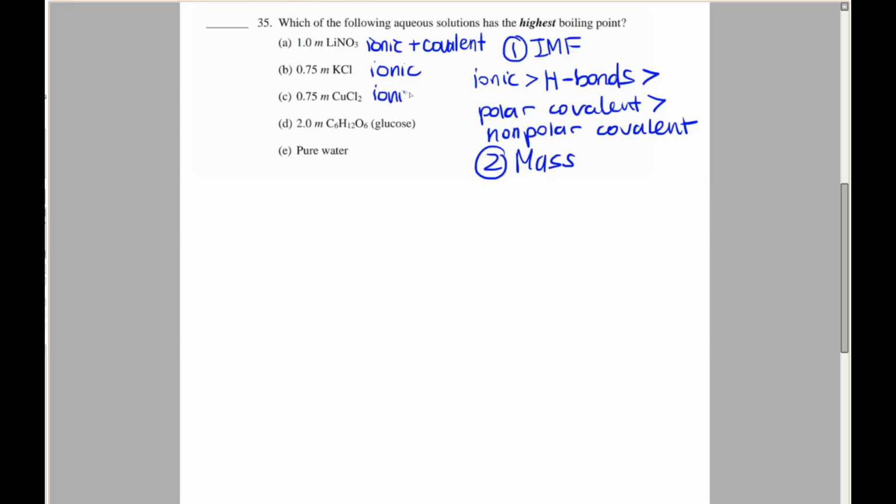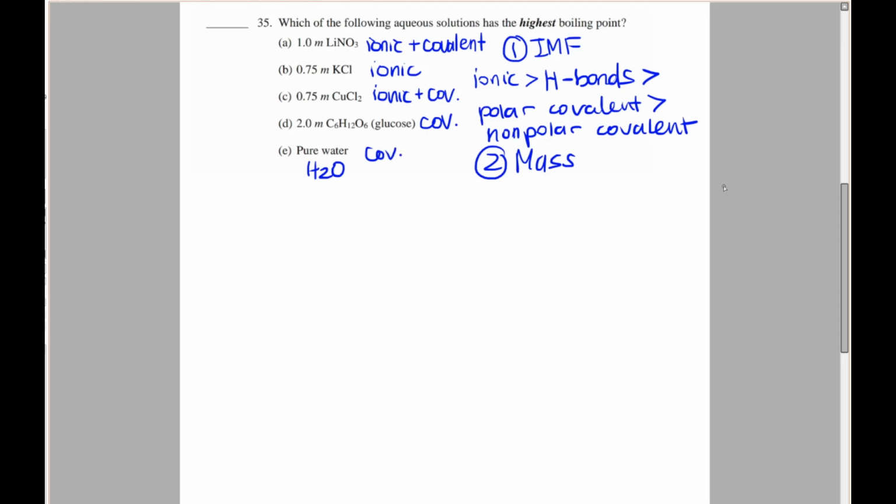It's going to be ionic and covalent because we have this copper, which is a metal, so that signifies that it has an ionic bond. And we also have two chlorine atoms. And because we have more than one nonmetal atom, that must mean that there is some sort of covalent bonding as well. For D, we have glucose. Glucose, all of these are nonmetals, so this is just going to be covalent. And for pure water, H2O, the same thing. It's all nonmetals, so this is just going to be covalent.